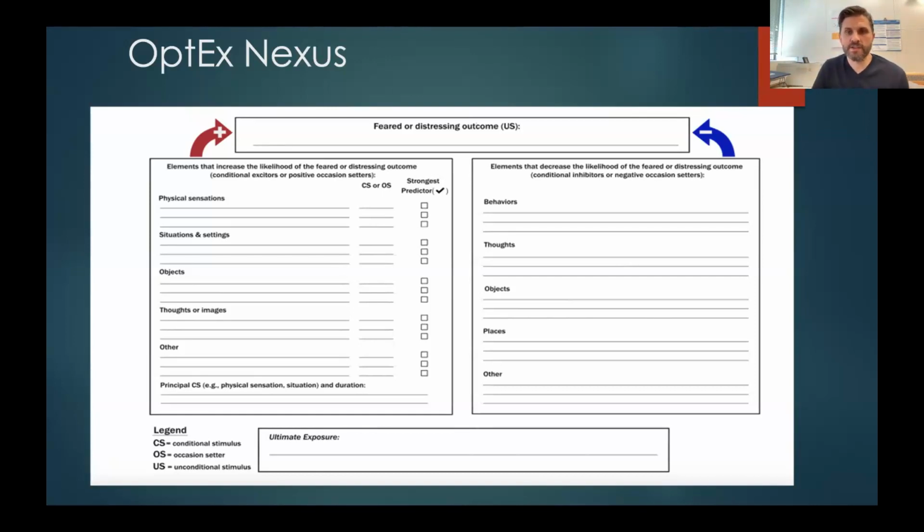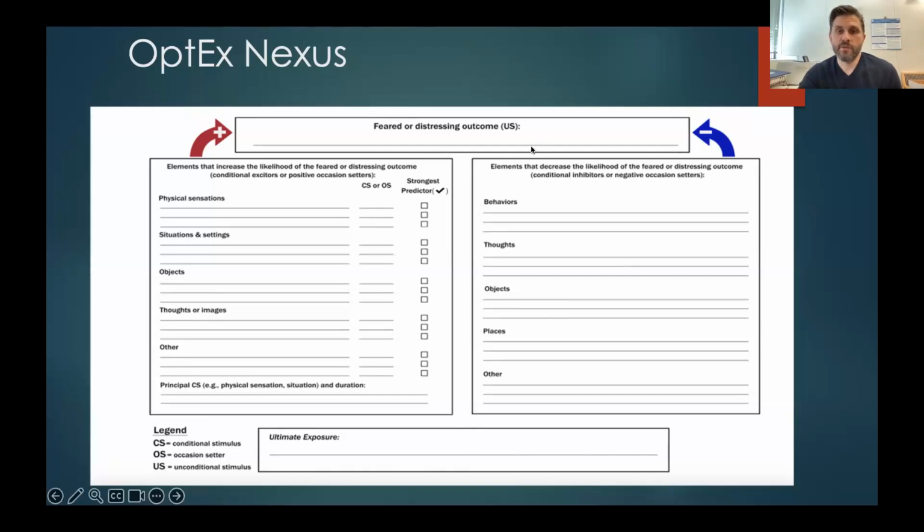So physical sensations are a big one for panic. Situations and settings are what we often talk about in terms of social interactions. That might also be crowds in PTSD. Objects are really relevant for a specific phobia, but probably less relevant for the other disorders. Thoughts or images might really come up in OCD when they're really predictive of a feared outcome happening. They might also come up in other disorders, but they're not an actual predictor. They're a conditional response. People just get intrusive images, but they don't feel that the images themselves are predictive of anything. So figuring that out is how we map things out.